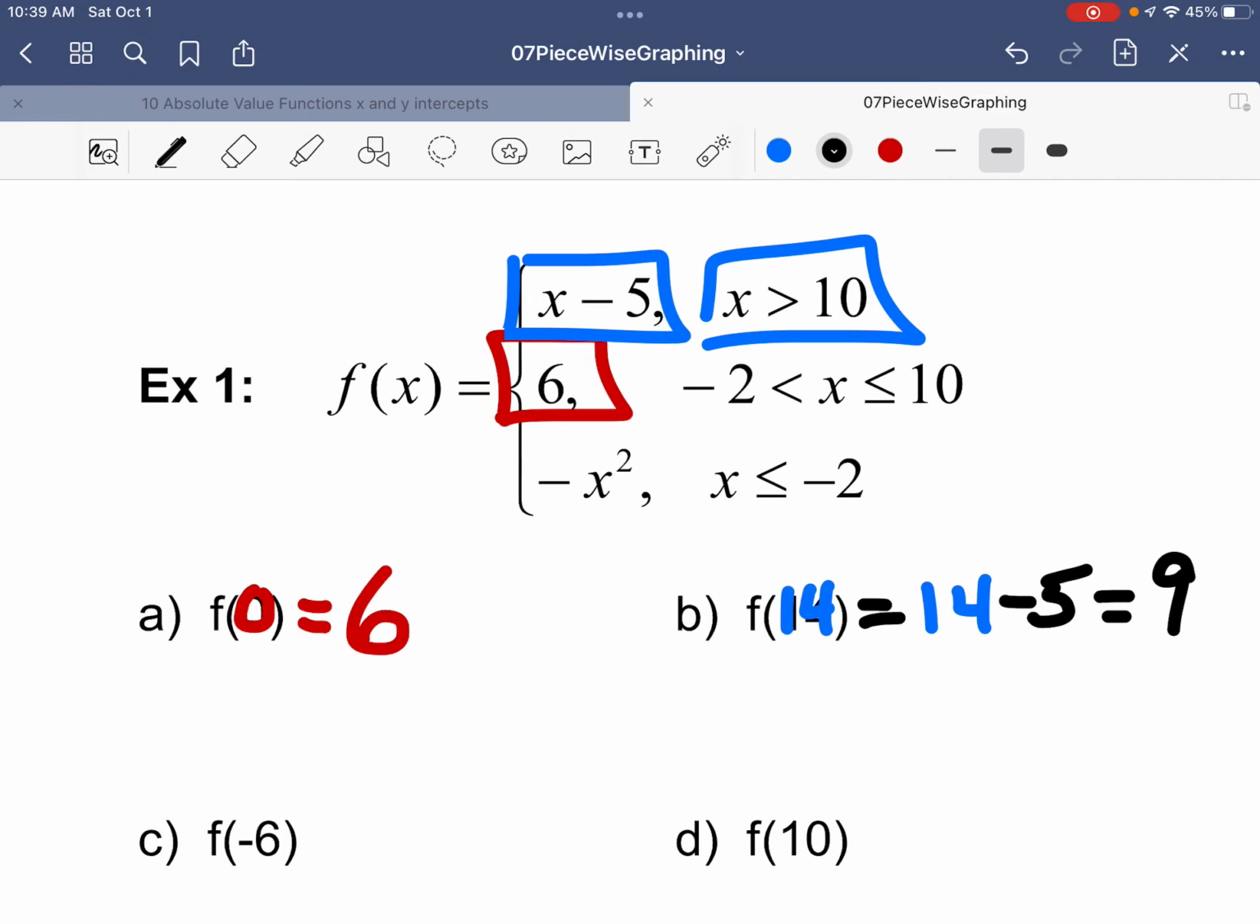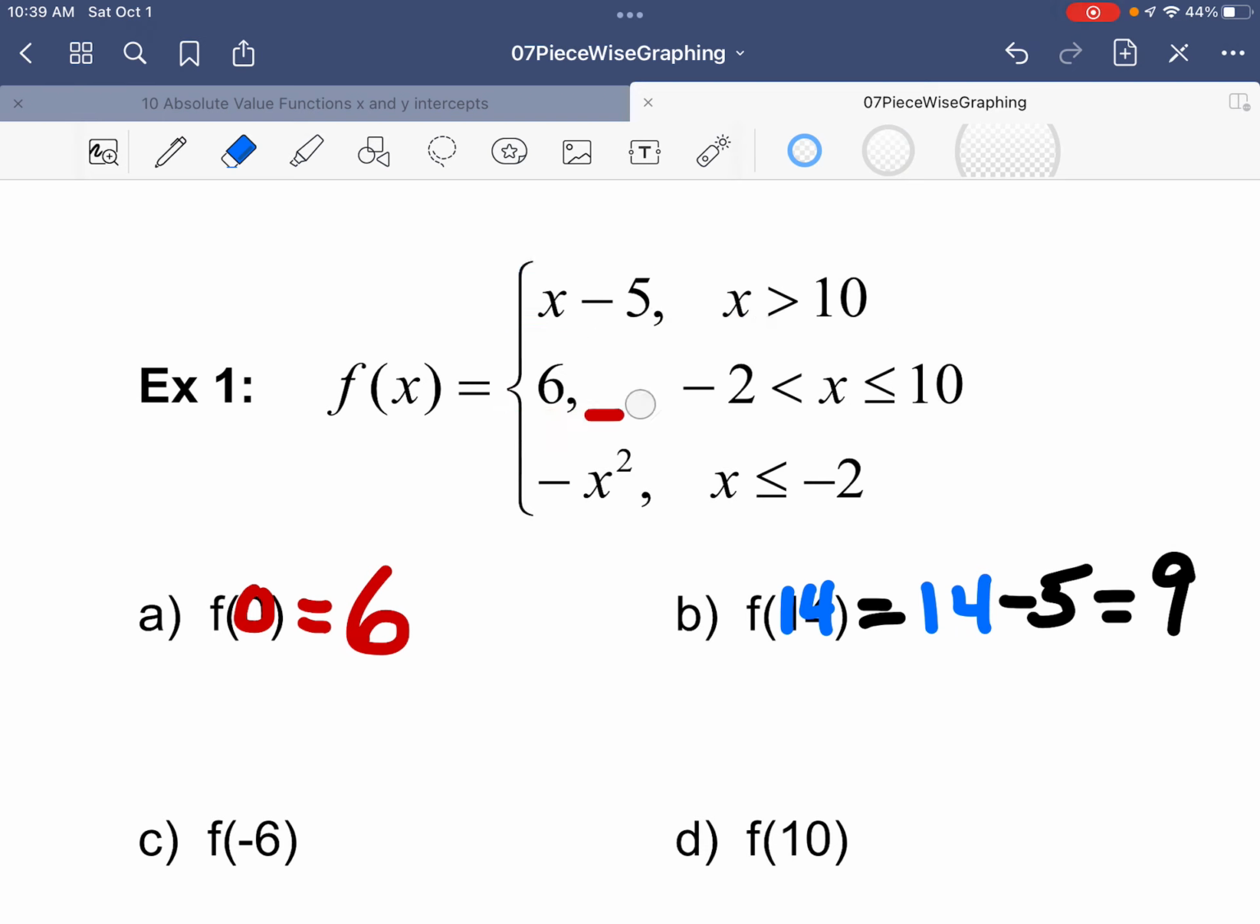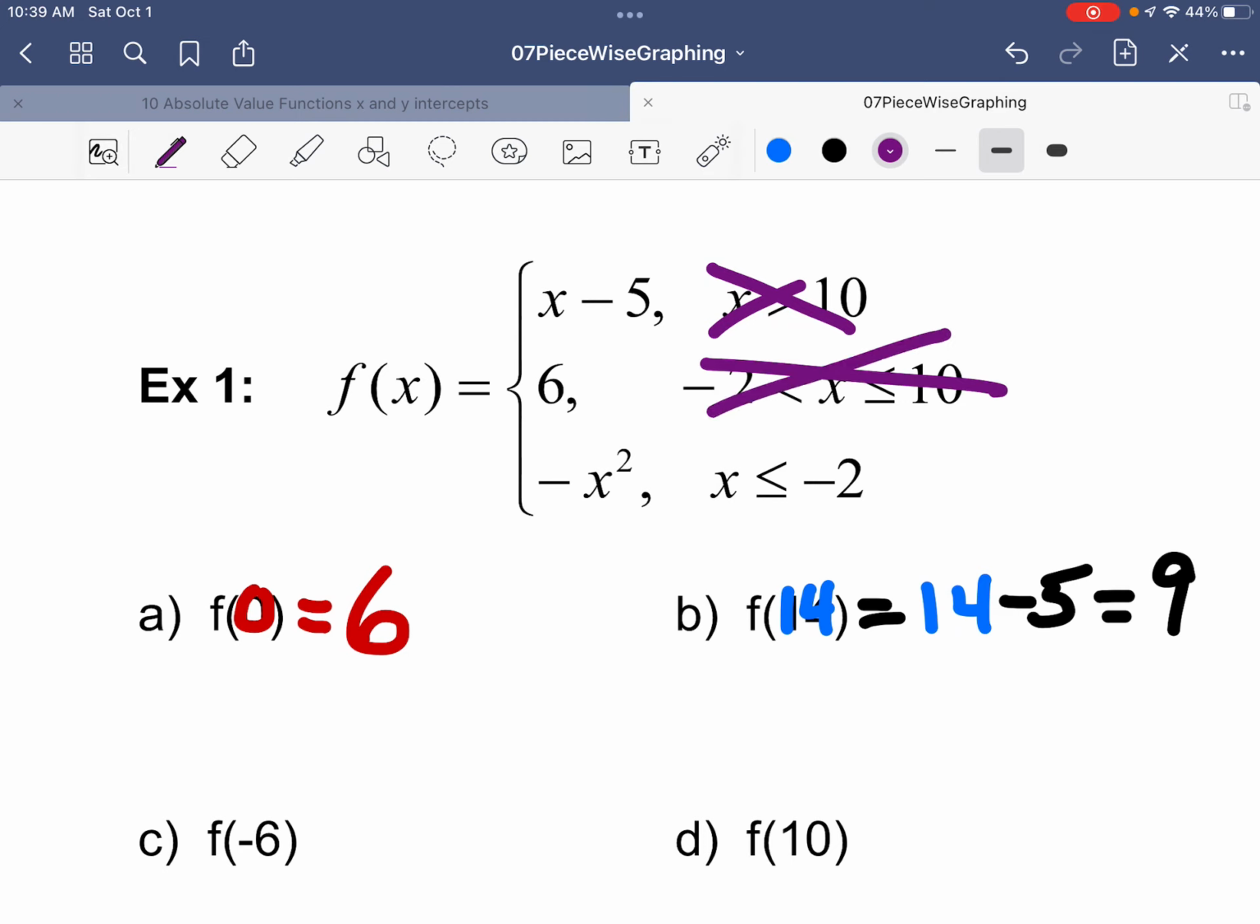How about -6? What type of number is -6? Is -6 a number that's greater than 10? No, -6 is not greater than 10. Is -6 between -2 and 10? No, but -6 is a number that's less than -2. What that means is that I plug into the -x² piece.